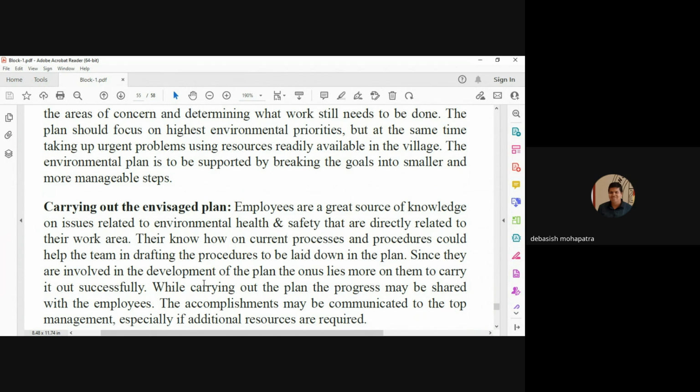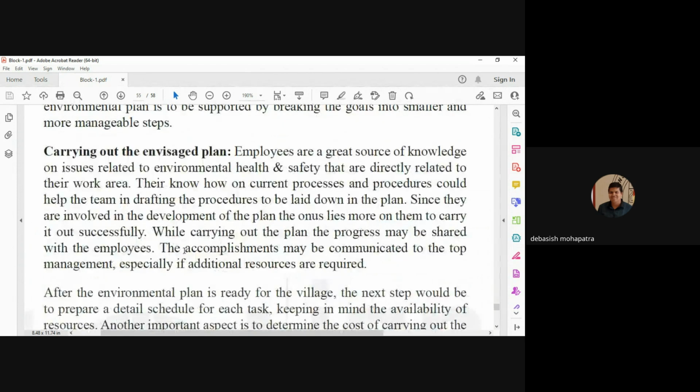Then, carrying out the plan. Employees are a great source of knowledge on issues related to environmental health and safety that are directly related to their work area. So they know how current processes and procedures could help the team in drafting the process to be laid down in the plan. Since they are involved in the development of the plan, the onus lies more on them to carry it out successfully. While carrying out the plan, the progress may be shared with the employees. Accomplishments may be communicated to the top management, especially if additional resources are required.